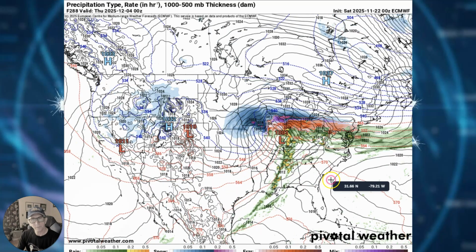This low finally moves out. You have the indications of some blocking up here, right? And this overrunning cold air getting freezing precipitation here on the backside. Snow, right? This isn't exactly where it's going to set up. This isn't a forecast, guys. Just generally going over this, all right?